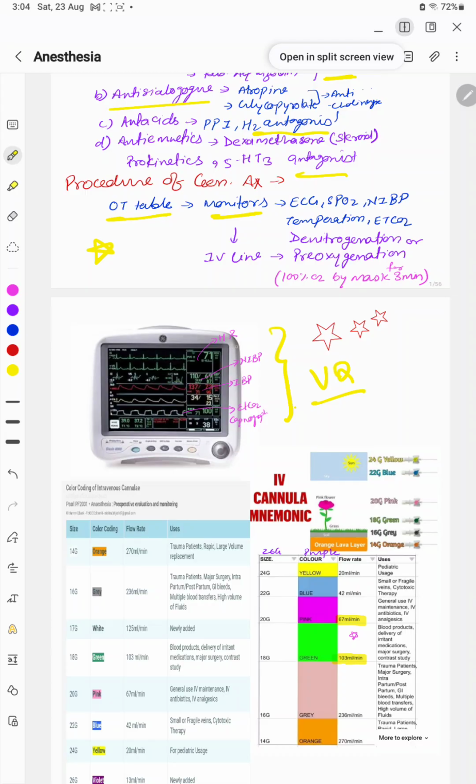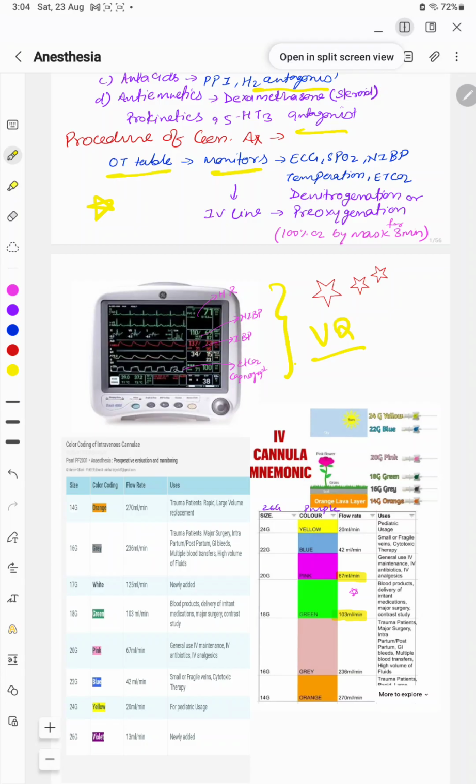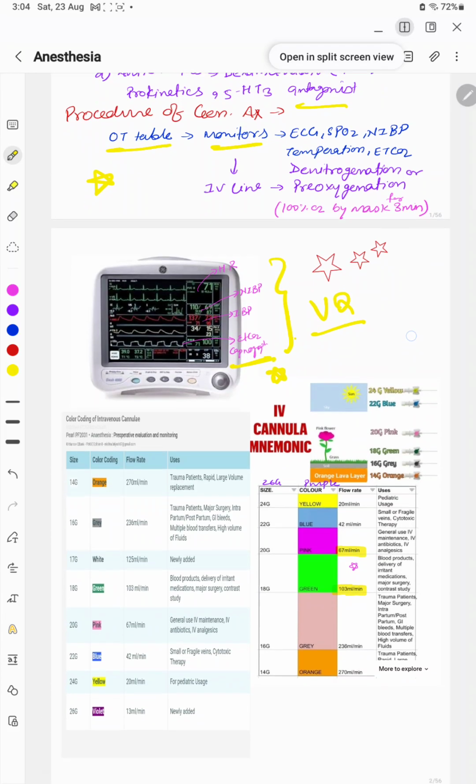You can see first the heart rate, then NIBP. NIBP is non-invasive blood pressure monitoring. IBP is invasive blood pressure monitoring, which is in red color. And ETCO2, you can see a square-shaped graph, which is ETCO2, or we can call it capnograph. This is very important, capnograph. This image is very important.